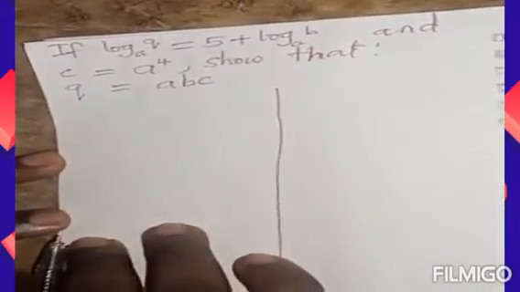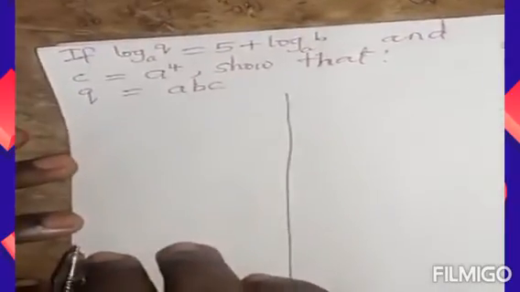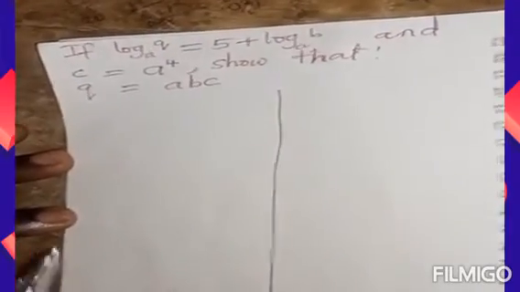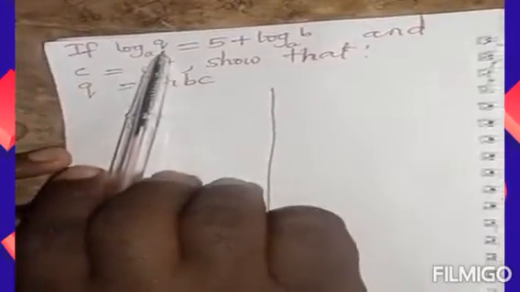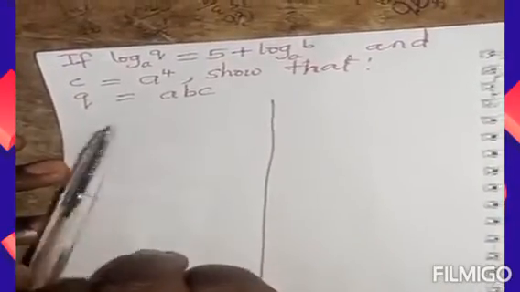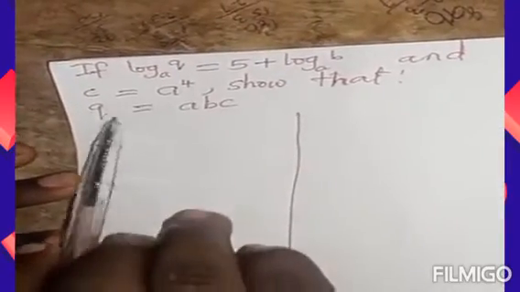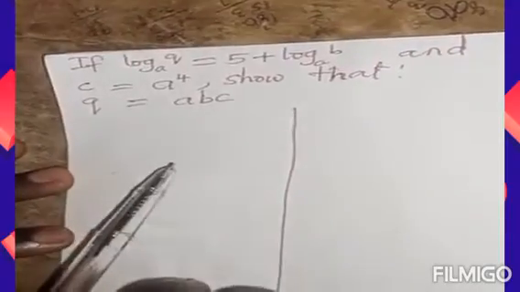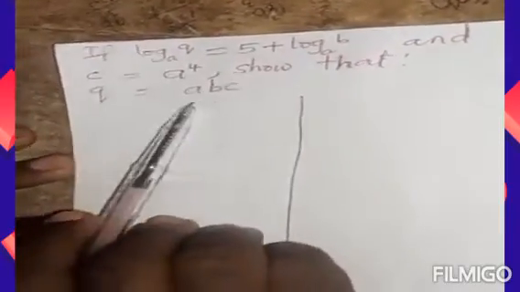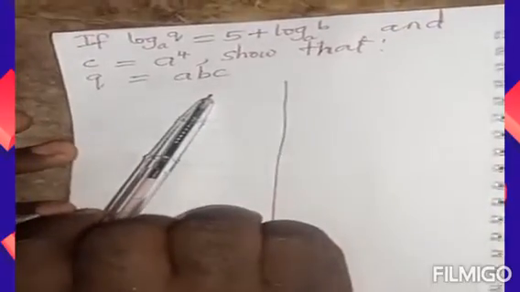This afternoon, we shall be solving a question on logarithm that looks challenging, but I'm going to make it crystal clear. So let's get it started. The question states, logarithm of q in base a is equal to 5 plus logarithm of b in base a, and c is equal to a raised to power 4. Then show that q is equal to abc.